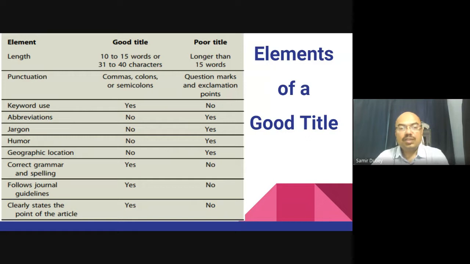This specific point, geographical location, is not for researchers in psychology, marketing research or finance. For these kinds of research, there is no need to indicate the geographical location. Then grammar and spelling should be correct, the journal guidelines must be followed, and the title should clearly state the point of the article. So these are the practices for a good title.